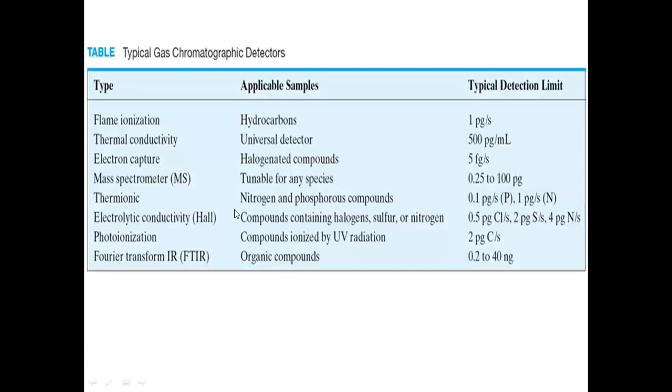So after considering the various detectors, what we will use in gas chromatography: thermal conductivity detector, flame ionization detector, and electron capture detector. The first three are very important detectors in gas chromatography. They are the most commonly used detectors: thermal conductivity, flame ionization, and electron capture detectors.